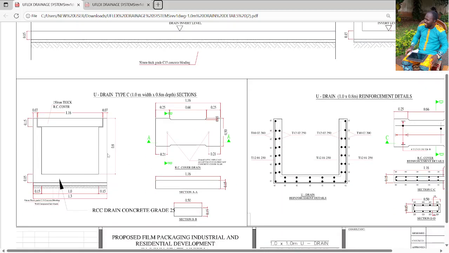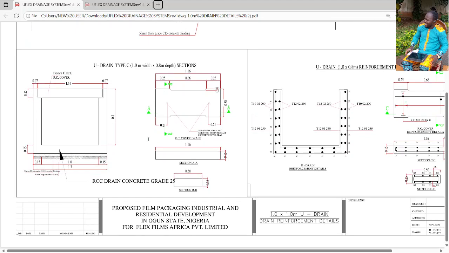And we have this drawing here. This is the drawing we have, and it says this is a U drain, 1 meter width, 0.8 meter depth. Now it is a U drain because there are other drains. Drains can also be trapezoidal. Drains can also be V drains. You must have seen those kinds of drains, but what we have is a U drain, which we're using as a reference in this particular tutorial.